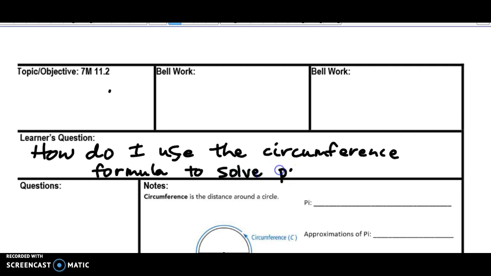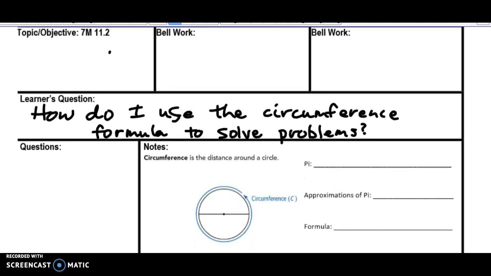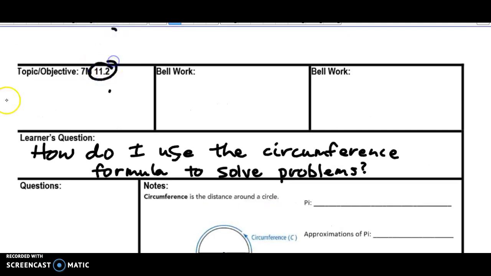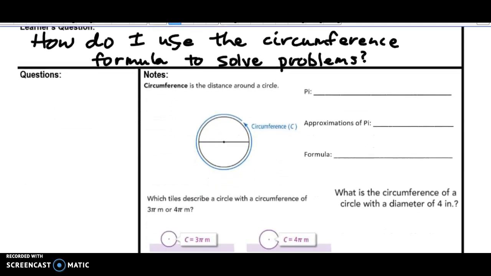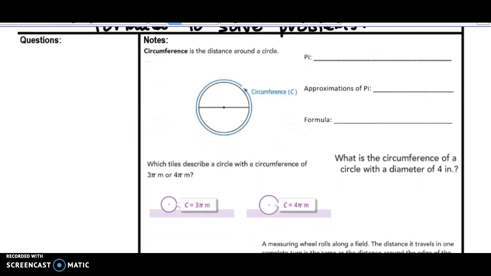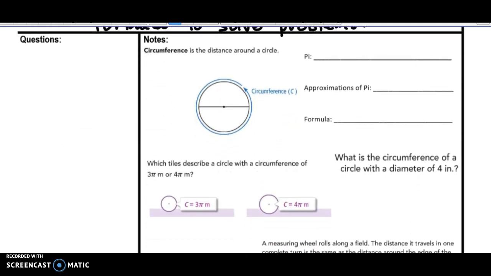So you will see as we're working through today, sometimes we're trying to find circumference using the formula. Other times we are trying to find other variables. So this is 11.2, and hopefully you gained some good information from our circumference activity on Friday about how diameter and radius are related and how we use them to find circumference.